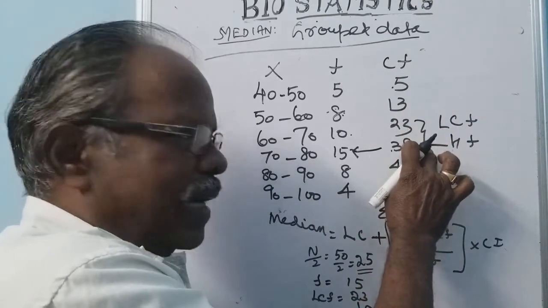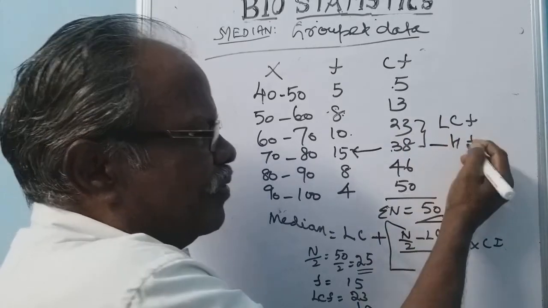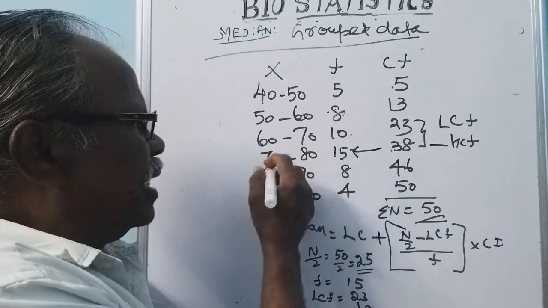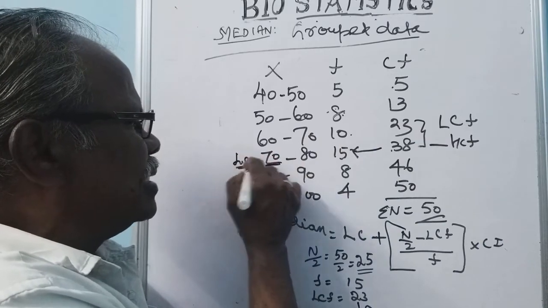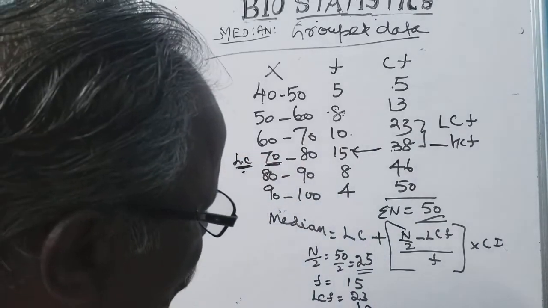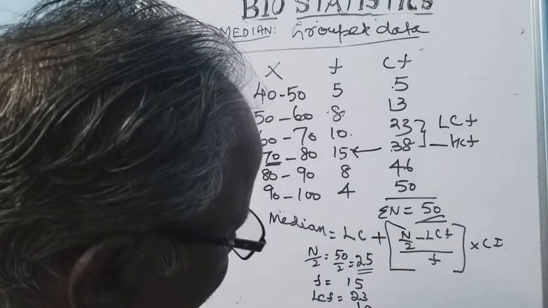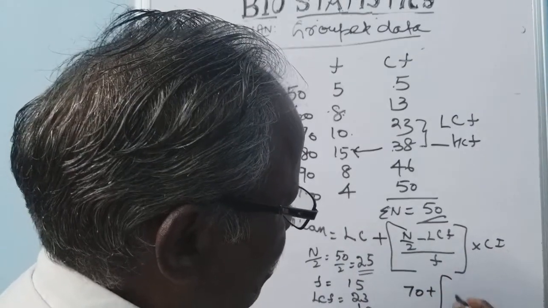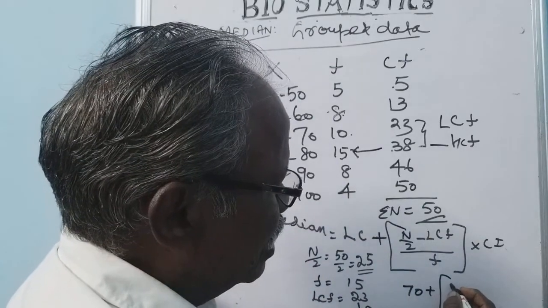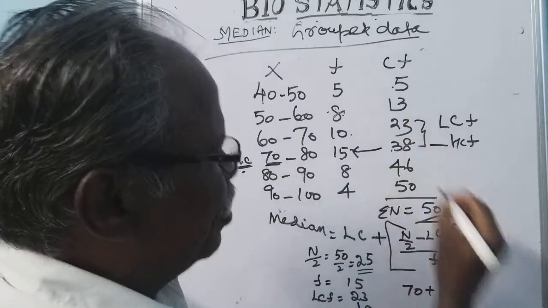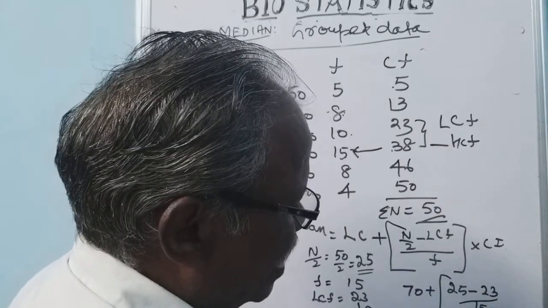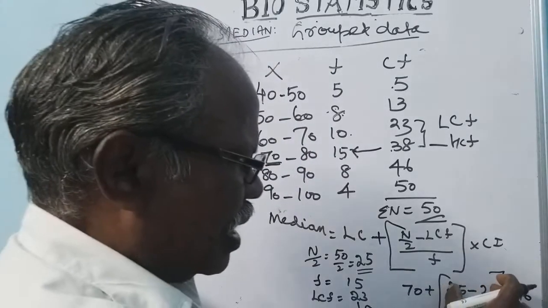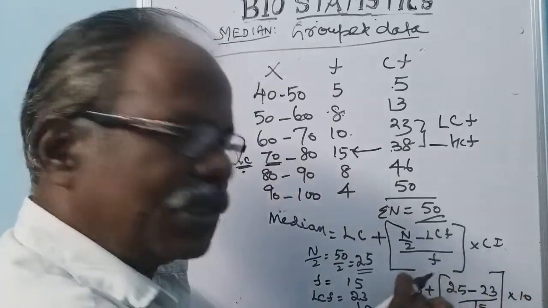The highest cumulative frequency should be taken, that is 38, and it represents frequency 15, and the lowest class is 70. Here the lowest class is 70, and we also have to write LC, that is 70. Now lowest class 70 plus N by 2, 50 by 2 coming to 25, minus LCF 23, divided by frequency 15, then into class interval 10. So first we have to calculate this, then multiply it with 10 and then add it.